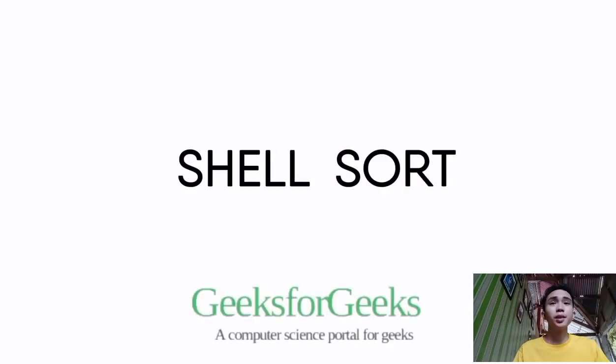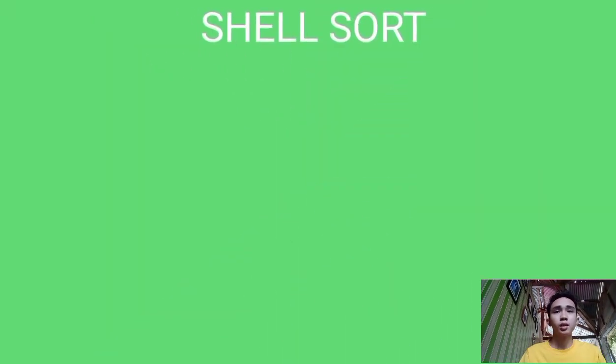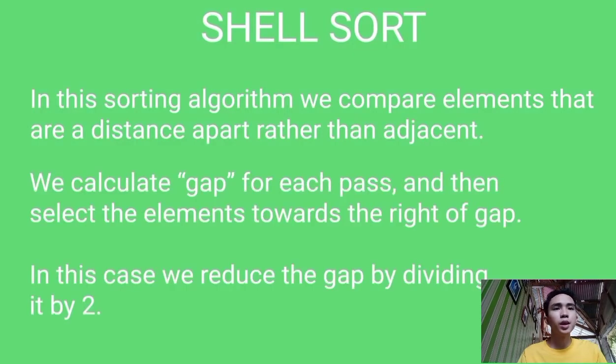Shell sort is mainly a variation of insertion sort. In this sorting algorithm, we compare elements that are a distance apart rather than adjacent. We calculate the gap for each pass and then select the element to the right of the gap, and in this case, we reduce the gap by dividing it by 2.